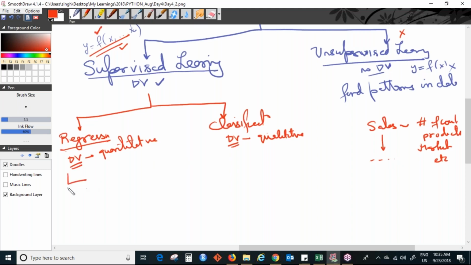Now within regression, we have several algorithms. We have linear regression, decision trees, random forest, KNN, neural networks, and so on. We'll learn about all of this one by one. One week we will focus on one algorithm. Next week we will start with linear regression. Similarly, you have the bank example which I gave you. Which type of problem is that? A regression problem or a classification problem? The bank example.